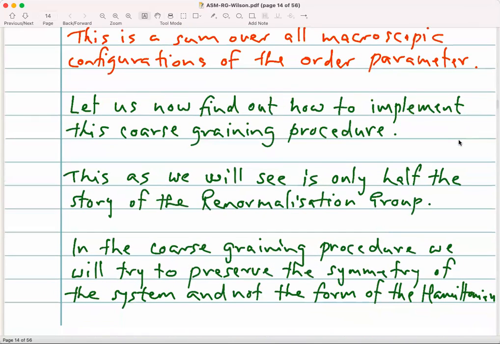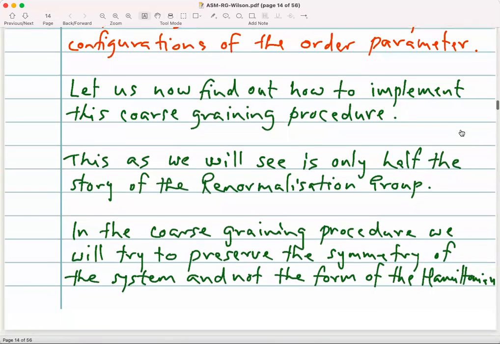So maybe I can define this coarse graining renormalization procedure next time. Would that be okay? It's already 4 o'clock.